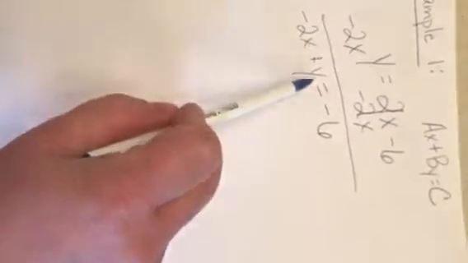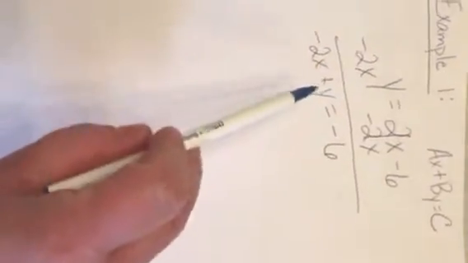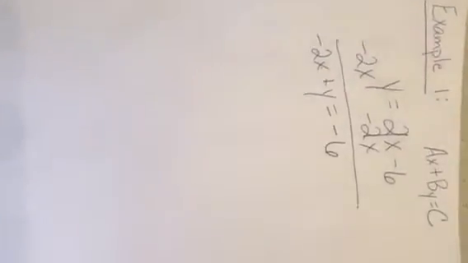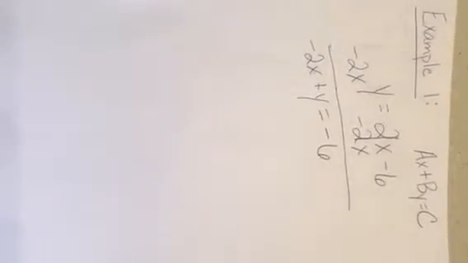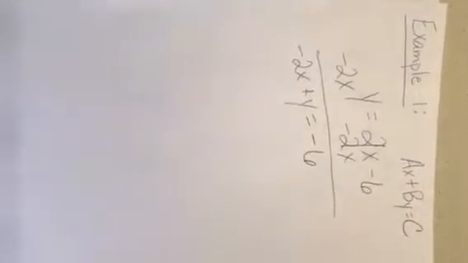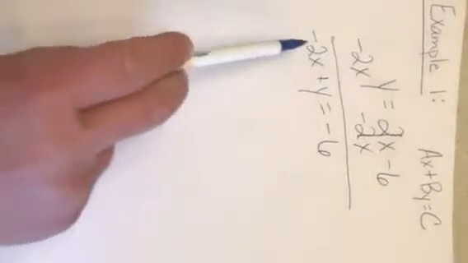ax plus by equals c. What's the b here? There's nothing in front of the y, so I know that b here is 1. Now the only other problem is if I remember, my second note said that a cannot be negative. If I look here, a is negative. How do I get rid of that?